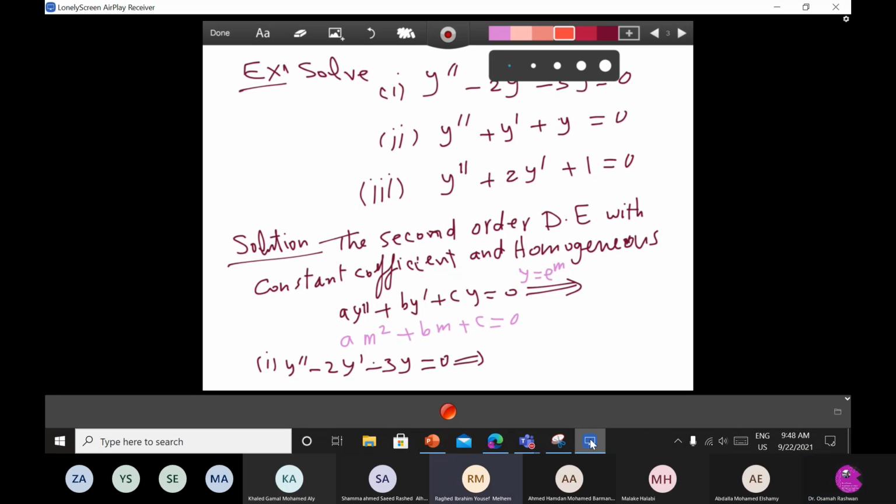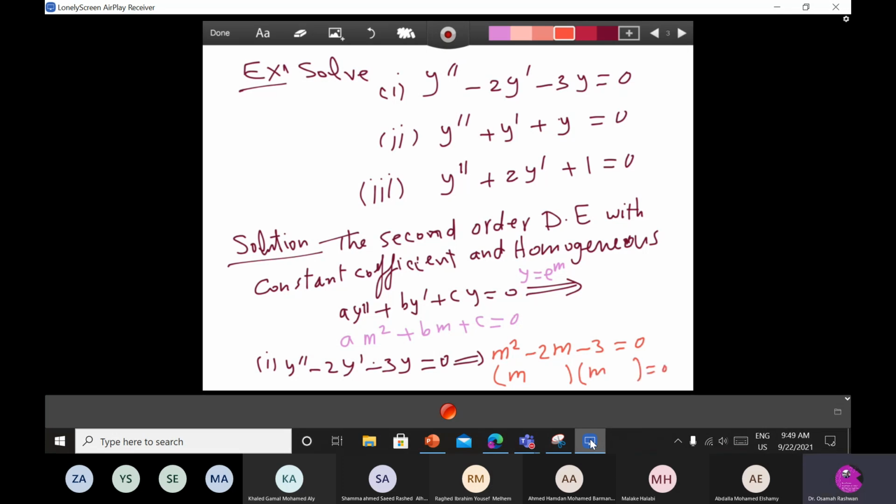This one, m squared minus 2m minus 3 equal to 0. How to solve this one? You can factorize or you can use your calculator. So m and m here.